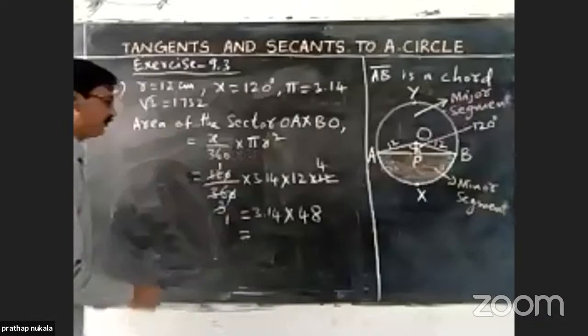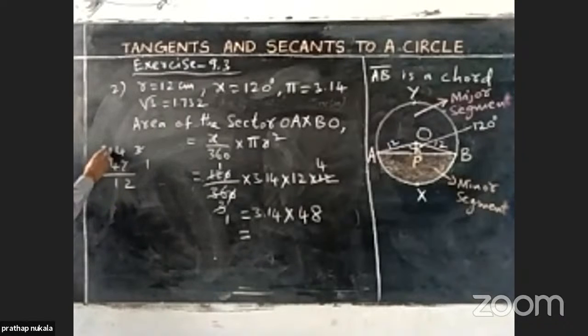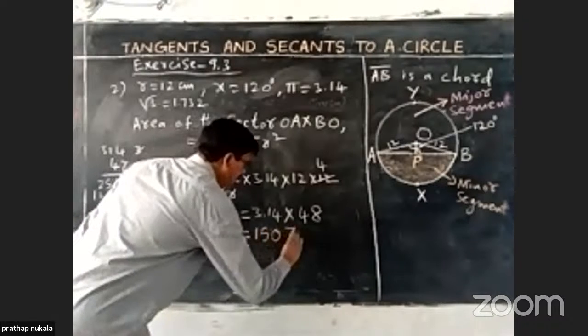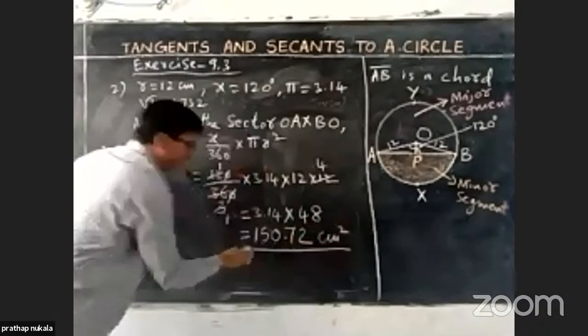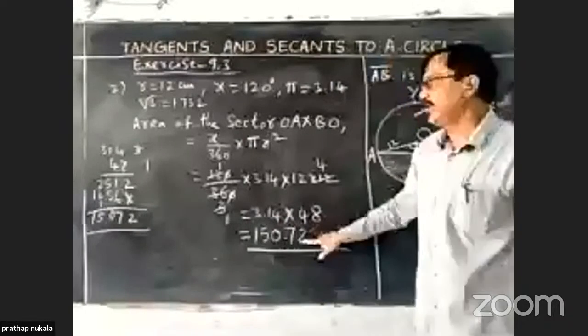Now multiply 314 with 48. 8 fours are 32, 8 threes are 24 plus 3, and so on. The result is 15072. With two decimal places, 150.72 centimeter square. This is the area of the sector OAXBO.